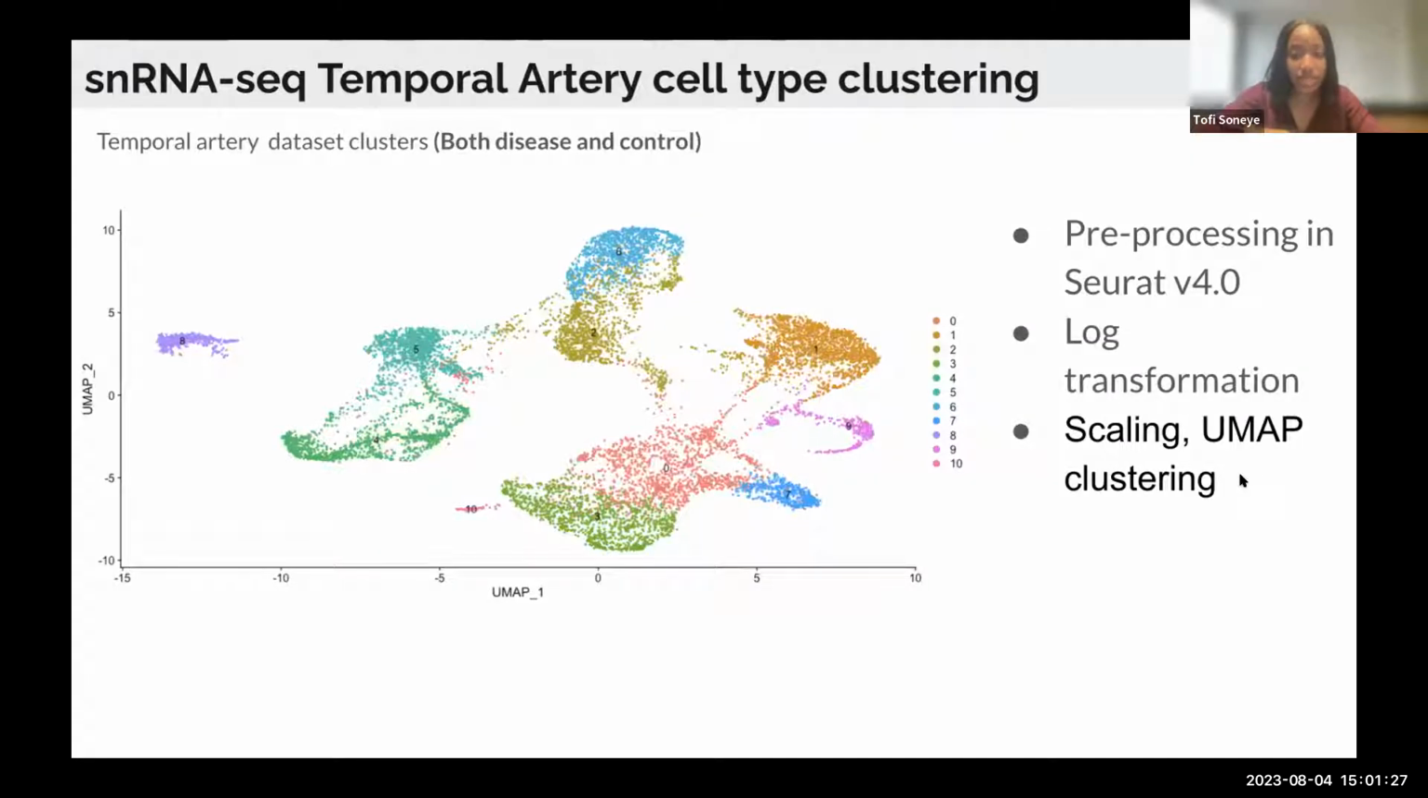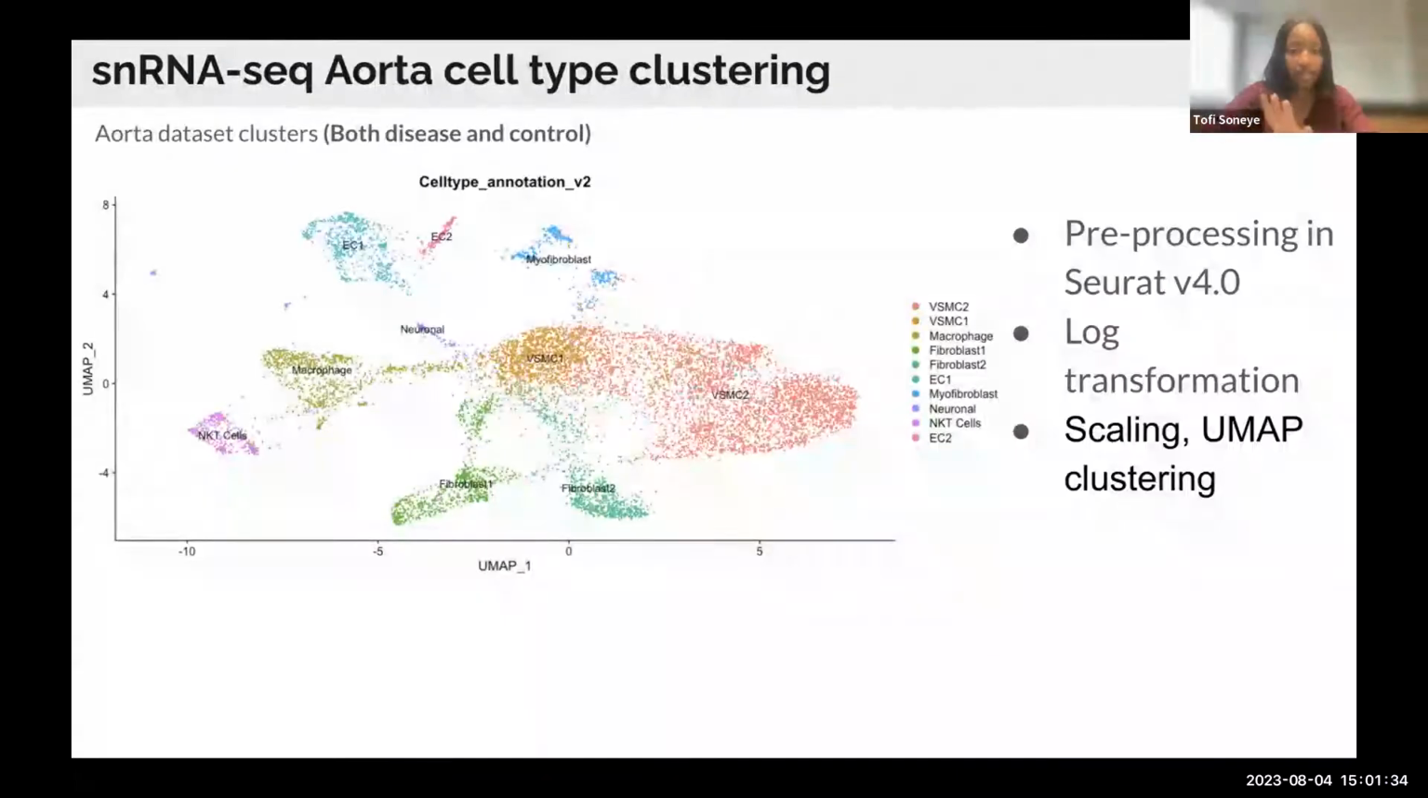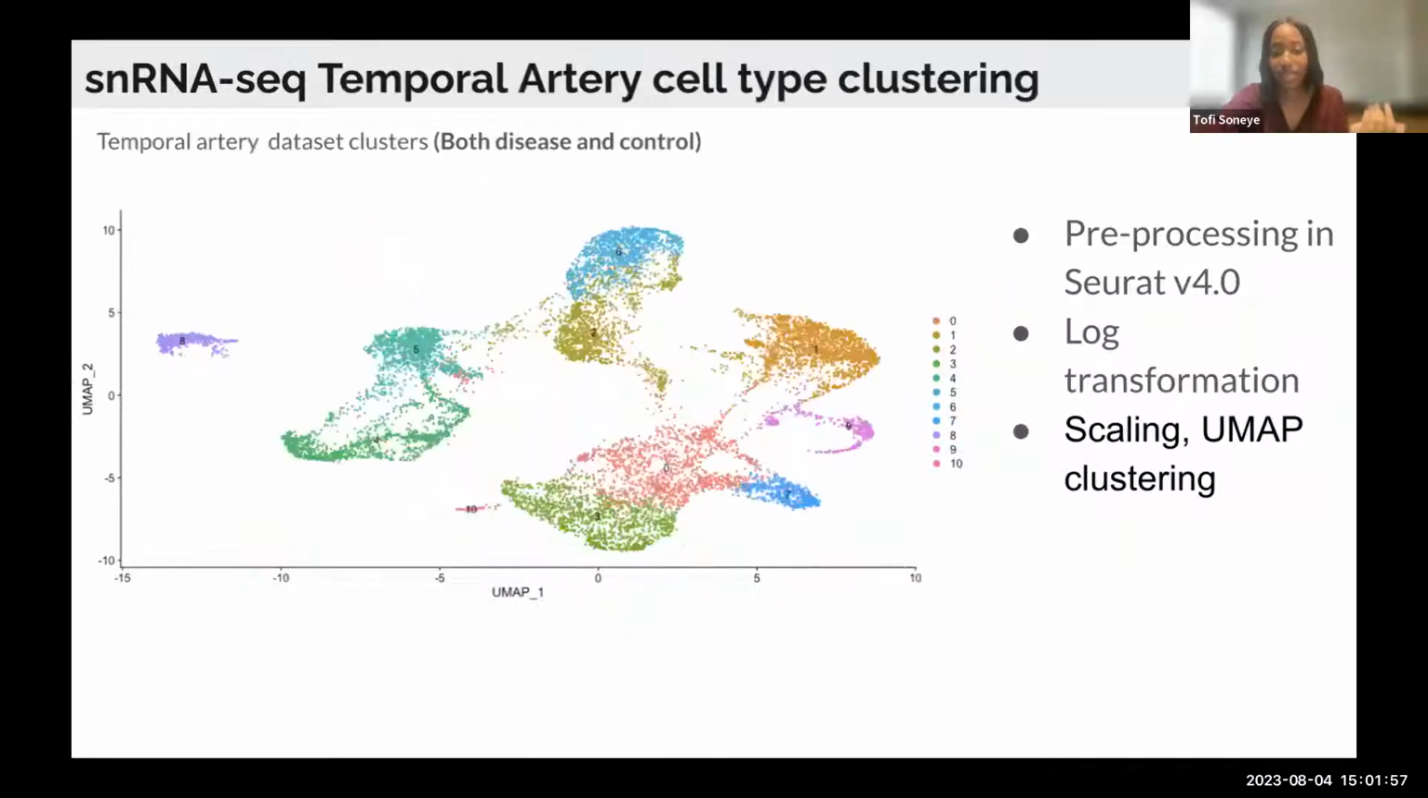Now, if you notice the difference between these two, you observe that the temporal artery data set has the clusters listed as numbers, while the aorta data set has the clusters listed as names. This was because Dr. Raj Gupta of the Brigham and Children's Hospital, in his lab, had already done the clustering and identification of the aorta cell types, but the temporal artery data was relatively new, and we still had to do a lot more discovery of what it actually contained. So this actually drove us to harmonize between the two data sets.